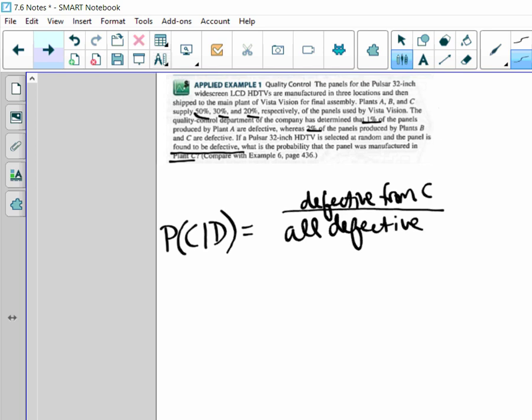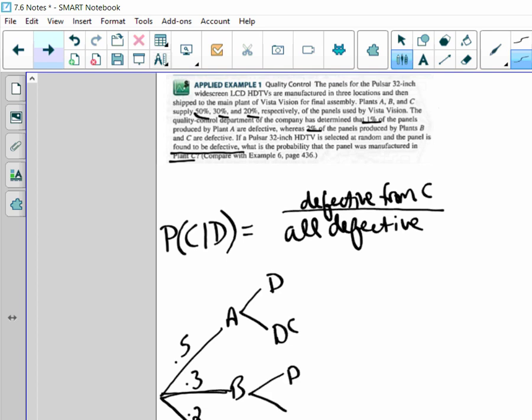I'm going to make my tree diagram again because to me, that's way easier than thinking about writing out all those given probabilities. We have plants A, B, and C. Remember that 50% were produced from plant A, 30% from plant B, and 20% from plant C. And then each one has defective and not defective. Honestly, since we're only talking about defective here, we don't even have to fill in the not defective. But if 1% are defective from plant A, that would mean 99% aren't. And the other two are 2%.